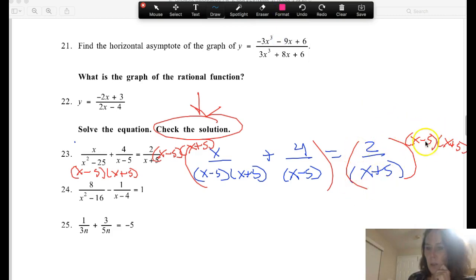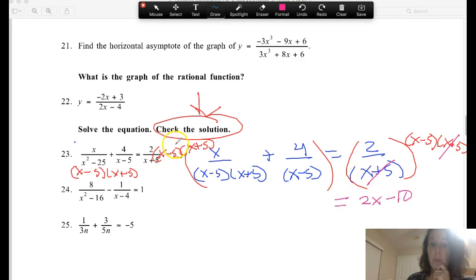All right, so multiplying this side, the x plus 5 and the x plus 5 cancel, and I'm left with 2 times x minus 5. So I'm going to distribute that and write 2 times x, and then 2 times negative 5 will be negative 10. So that's this side equals.